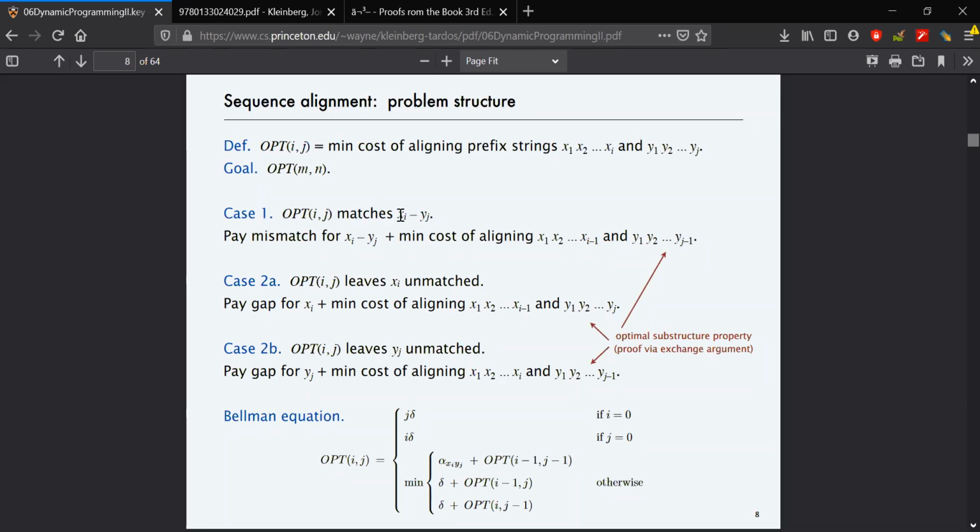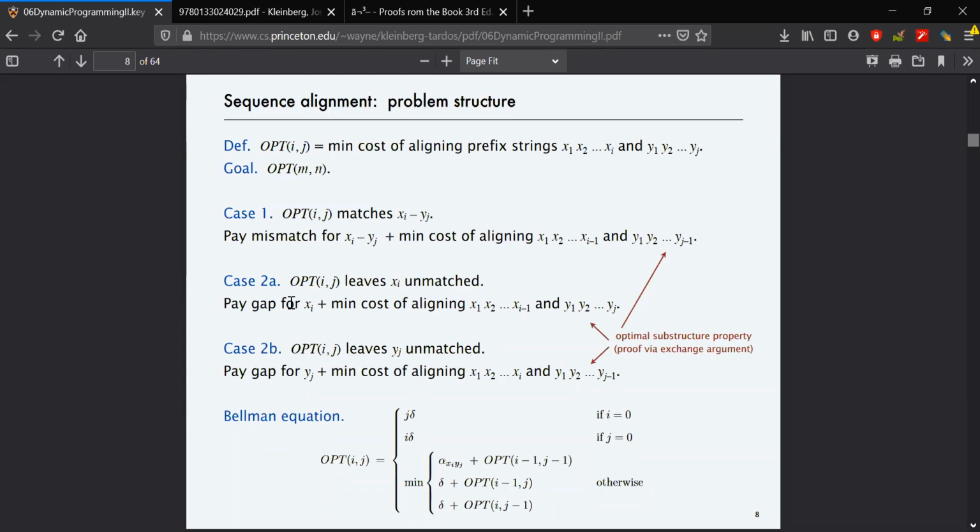So either there's a matching and you pay for that mismatch. You pay for that mismatch, and in addition, for the rest of the string, you'll also have to pay the cost that is there in the optimum matching of the rest of the string, right? Till indices i minus 1 and j minus 1. Is this thing clear? Case 1? Yes. Please stop and ask any questions. So this is one of the possibilities.